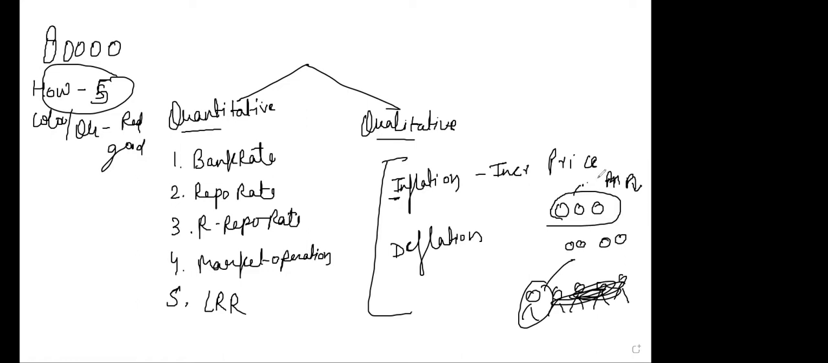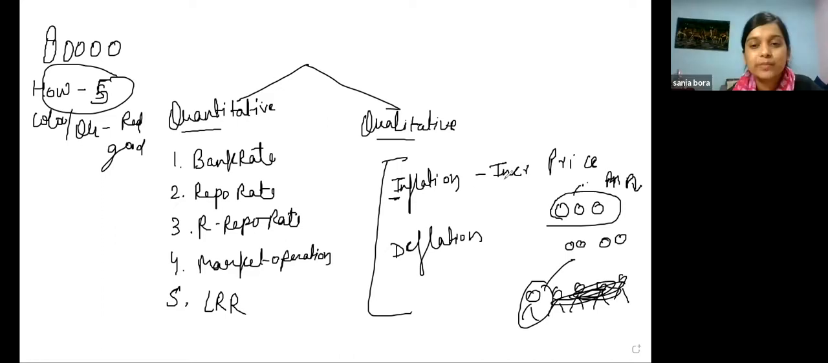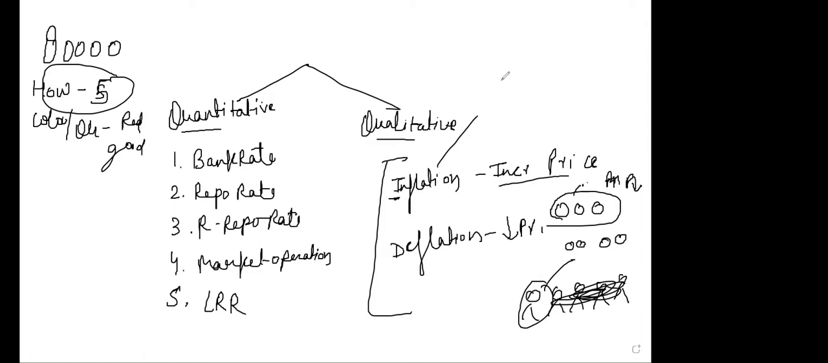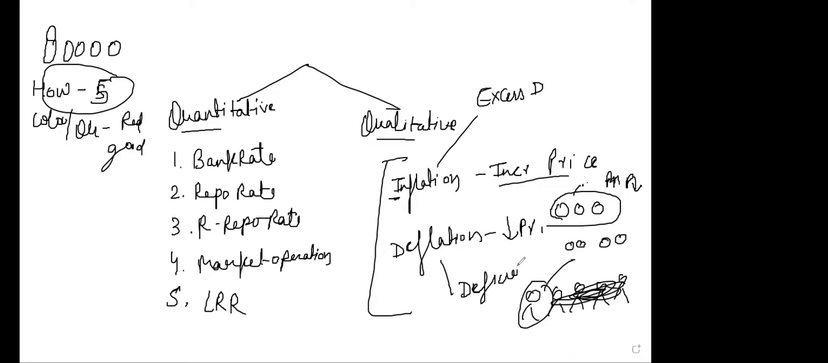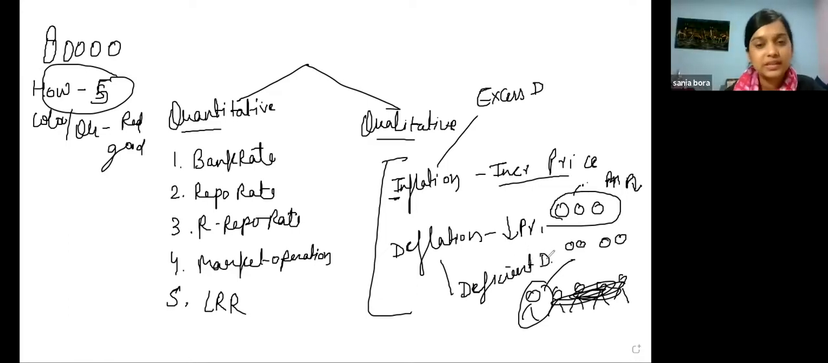Clear? Yes, ma'am. Okay. Now, what is inflation? Basically, when prices increase, that is known as inflation. And what is deflation? When prices decrease, that is known as deflation. When will you increase your price? When there is more demand, basically when there is excess demand. And when will you decrease your price? When there is deficient demand. So excess demand is known as inflation, and deficit demand is known as deflation.